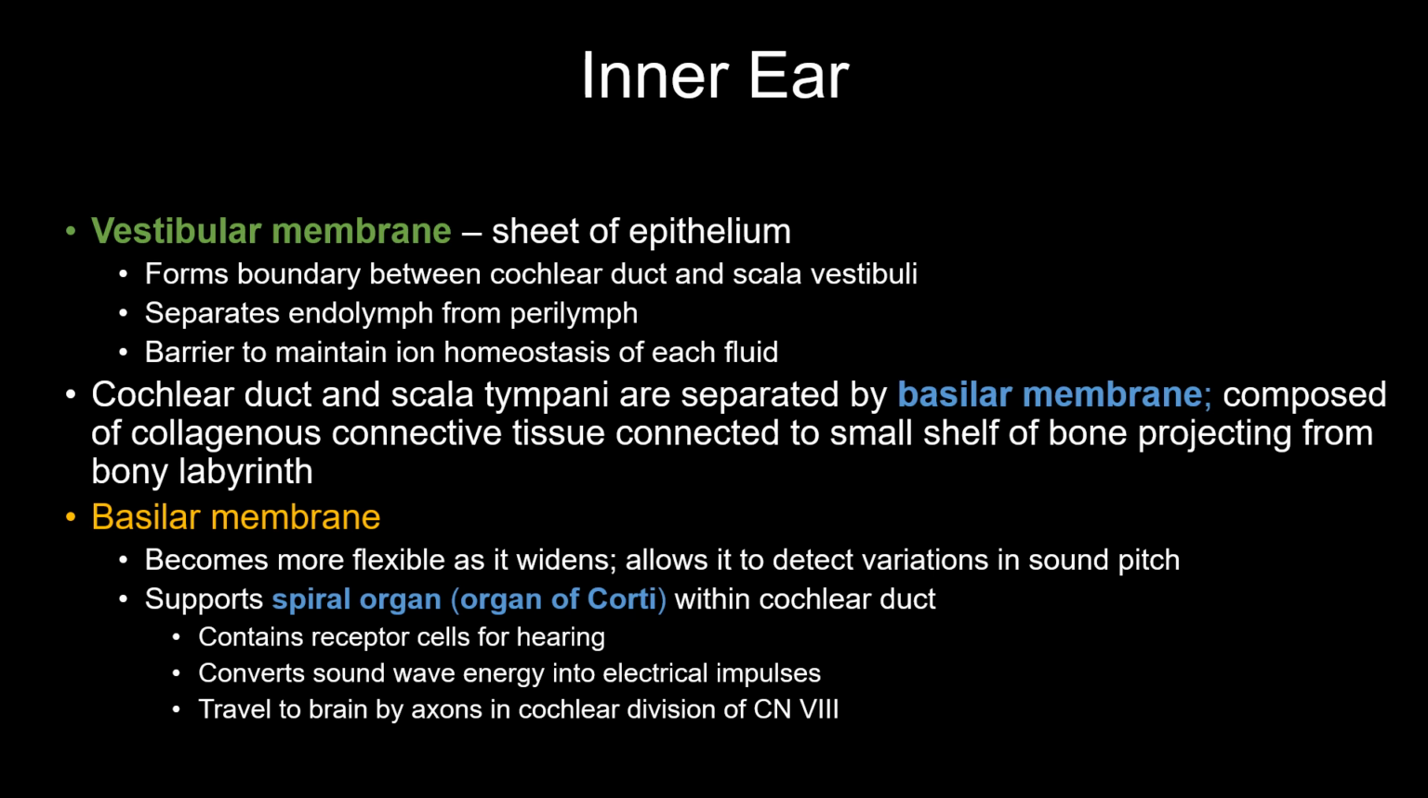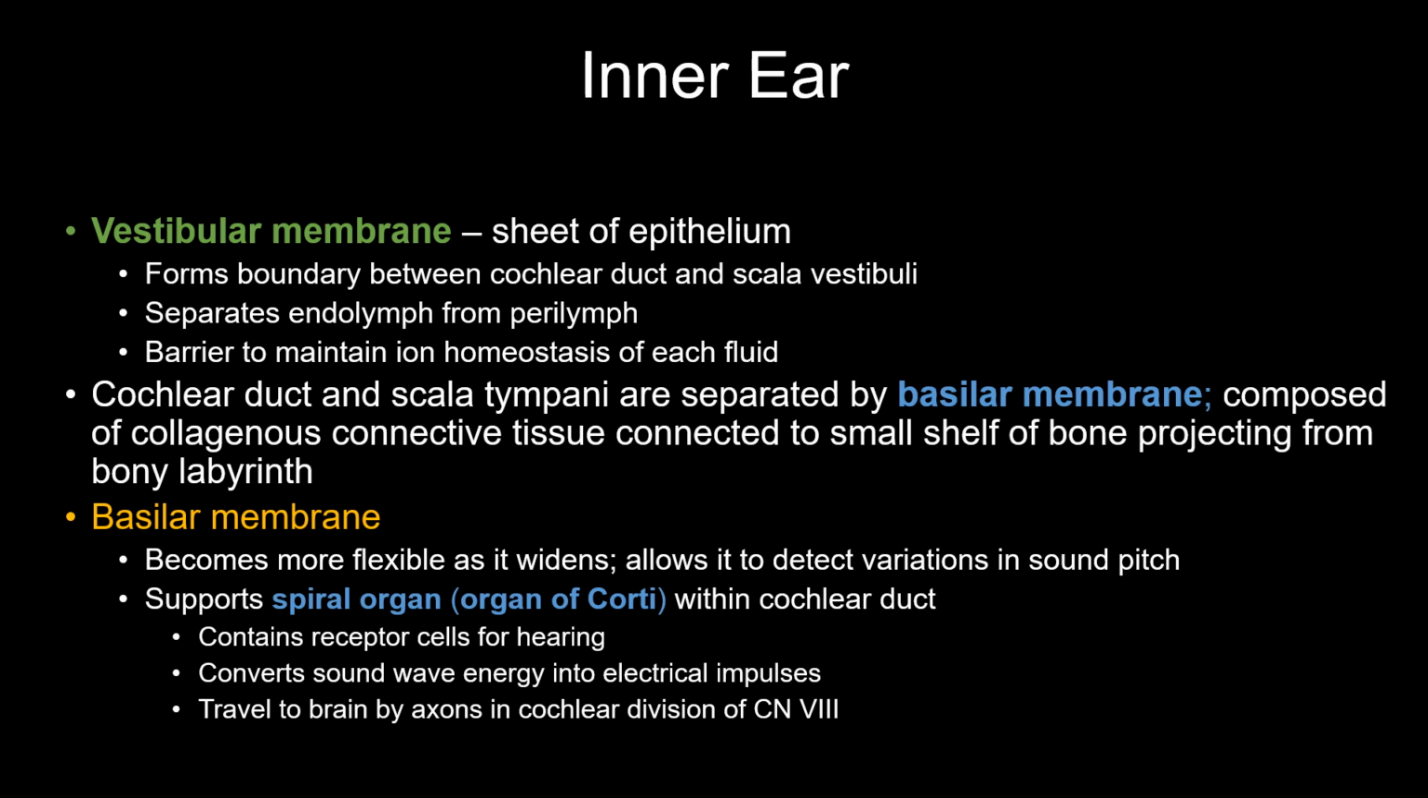This is a structure connected to a small shelf of bone that projects from the wall of the bony labyrinth. And this basilar membrane is very narrow and stiff at the base of the cochlea, but as it nears the tip, it becomes much wider and more flexible. This flexibility difference is crucial for detecting variations in sound. The basilar membrane is also super important because it supports the organ of Corti, the spiral organ, and these are where our hearing receptor cells are located.